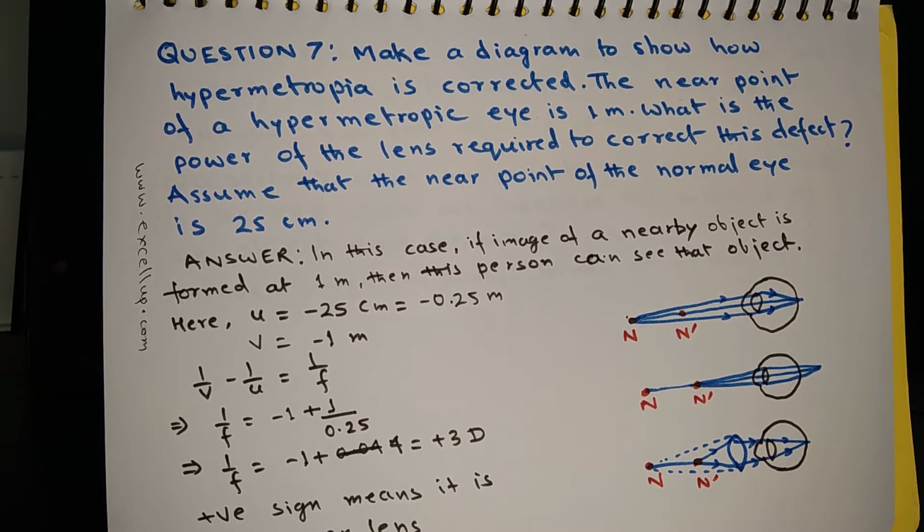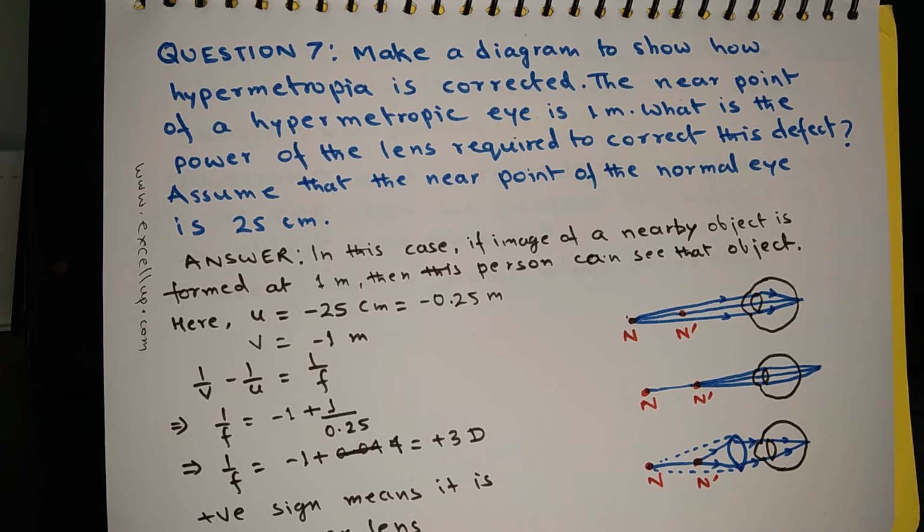Now what does a corrective lens do? This is a convex lens. When the rays of light come from the normal near point, after refraction from the lens, they appear to the eye lens to be coming from the near point of the defective eye, and that is why now these rays are focused at the retina and a clear image is made on the retina.